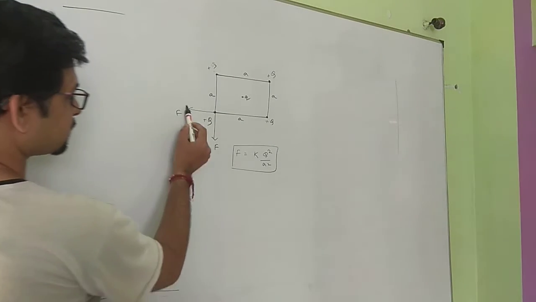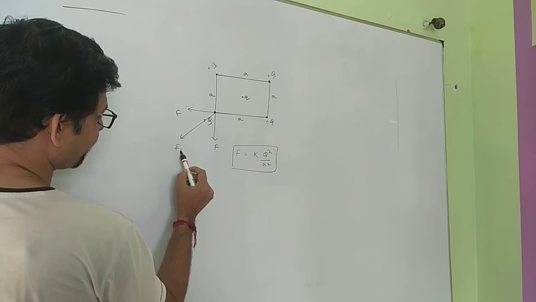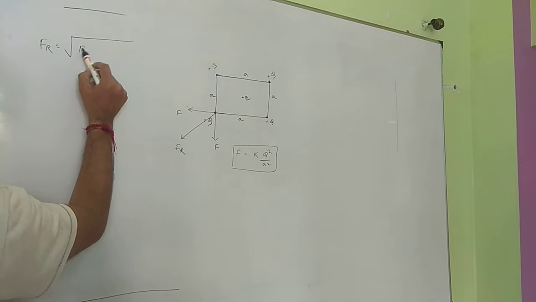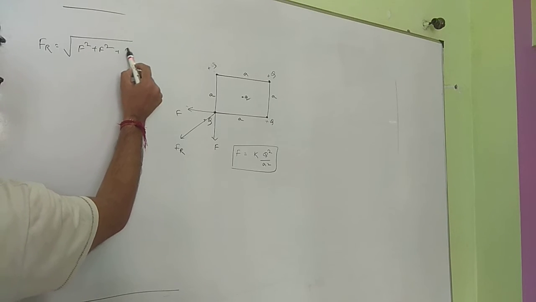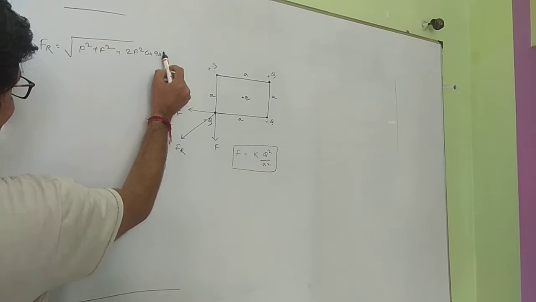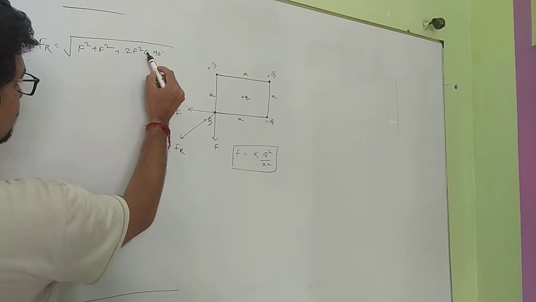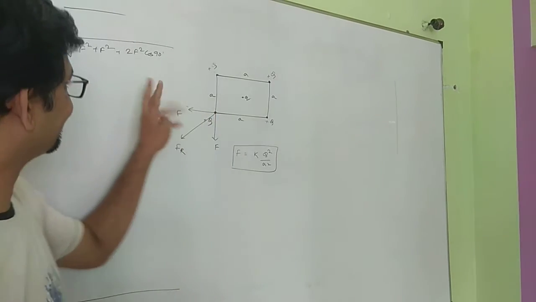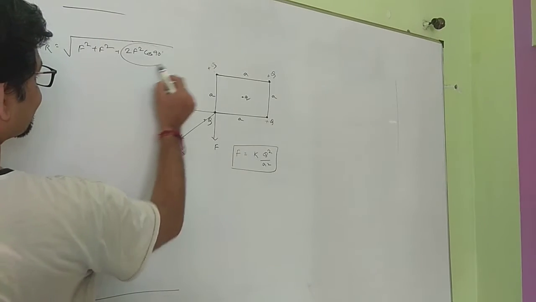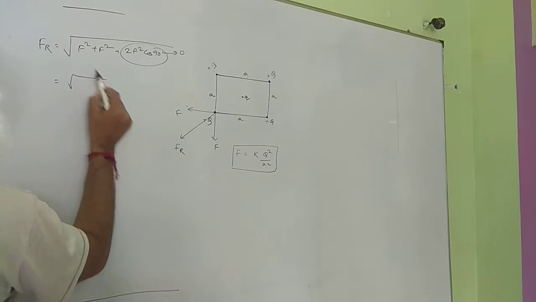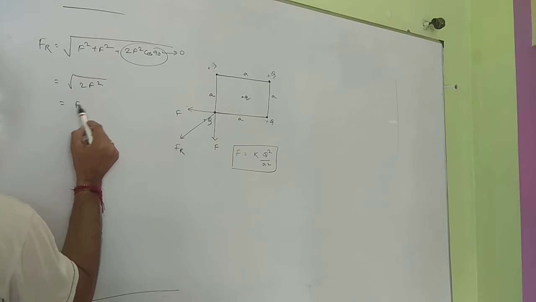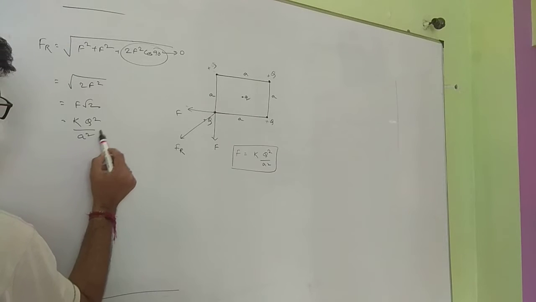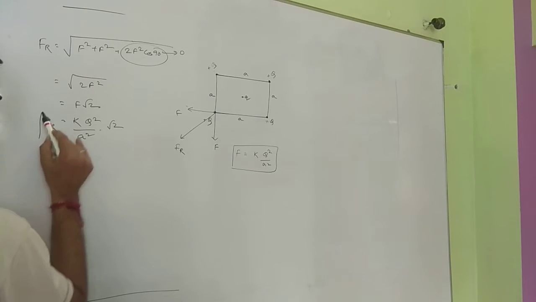So what will be the resultant of these two? That will be Fr. Fr will be equal to root over of F square plus F square plus 2 F square cos 90. Why cos 90? Because the angle is 90 degrees and cos 90 is 0. So this entire term will be 0, and it will be root over 2F square, which is F root 2. That means it will be equal to K Q square by A square times root 2. That is the Fr.